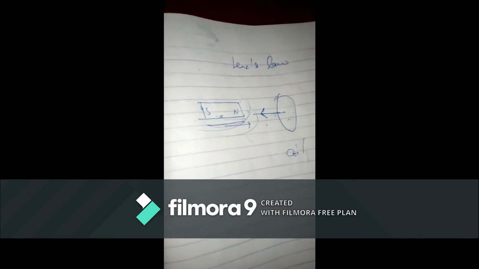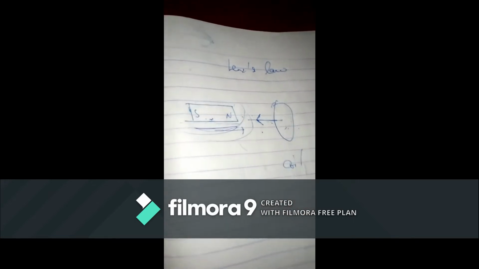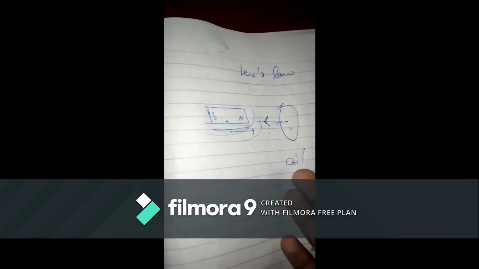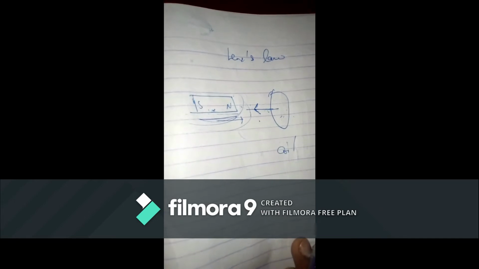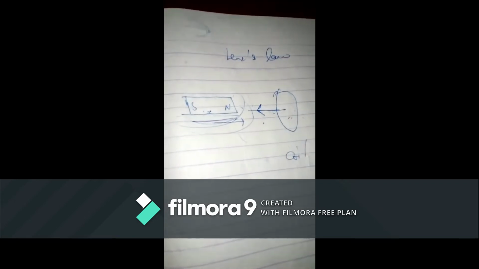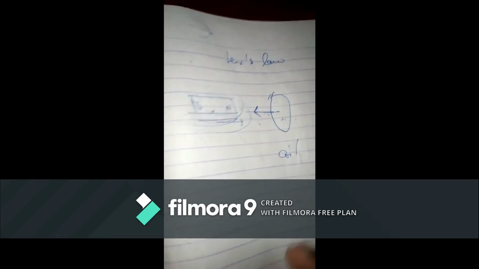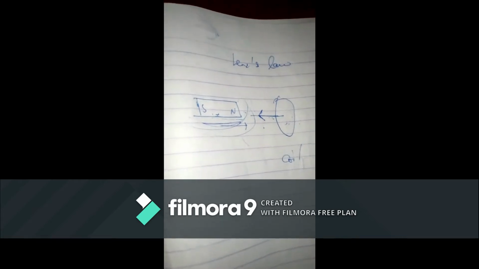Now basically a question can be asked: how is Lenz's law in accordance with the principle of conservation of energy? In 4 marks this question can be asked. There is a short paragraph of explanation of how it is in accordance with the conservation of energy. You can see your book if you want that paragraph. It's very easy, I'm telling you how it is in accordance.